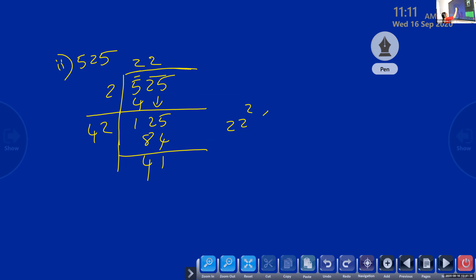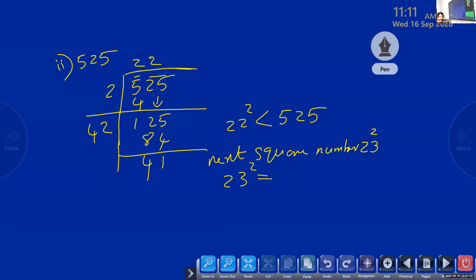So next step, what we will write? 22 square is less than 525. So the next square number is 23 square. 23 square is 529.